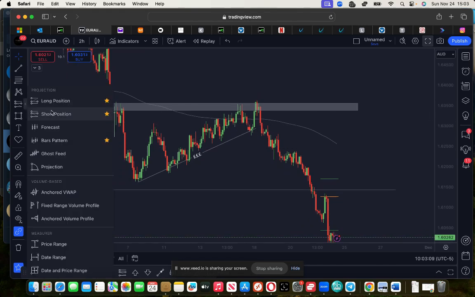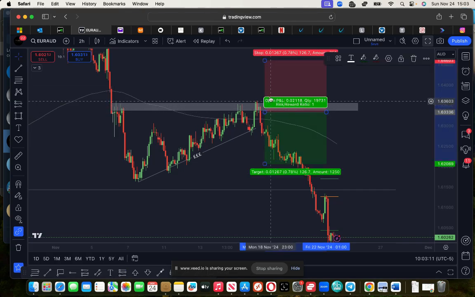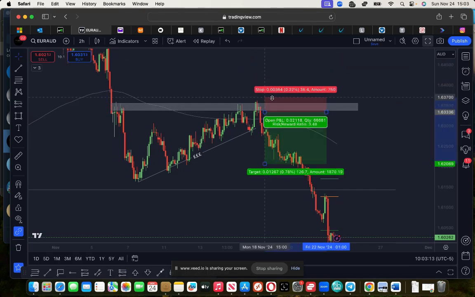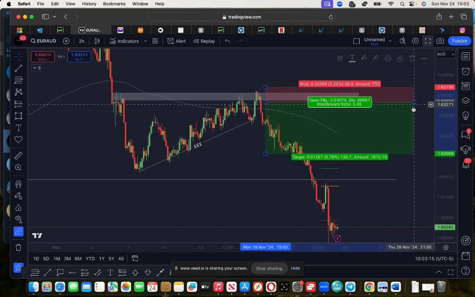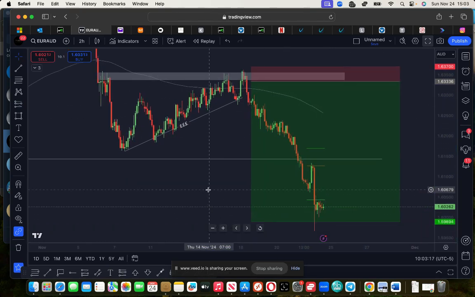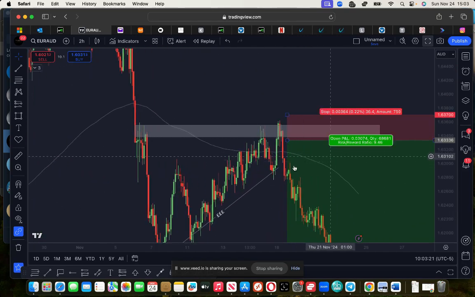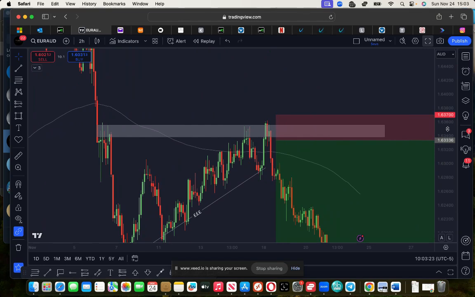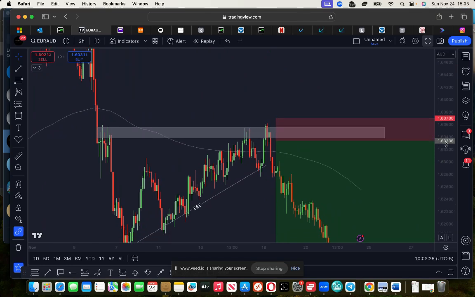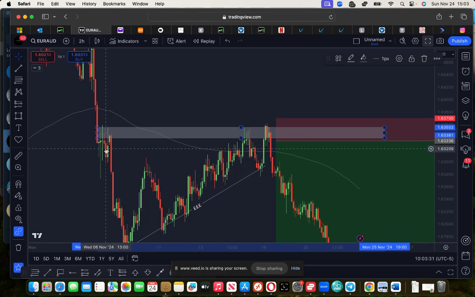So I took my short trade from somewhere around here, and it went all the way down. Right. So looking at this setup right here, I've always taught people to learn how to identify their key levels correctly: their supply, their demand, their support, resistance, order blocks, or whatever you choose to use.